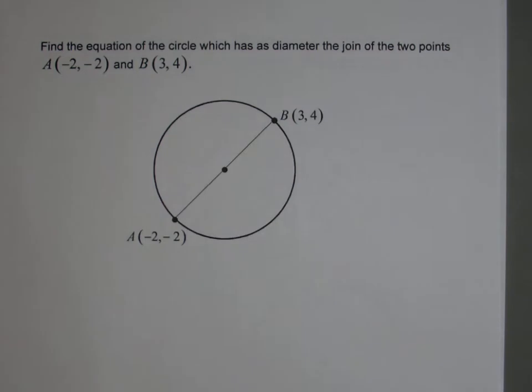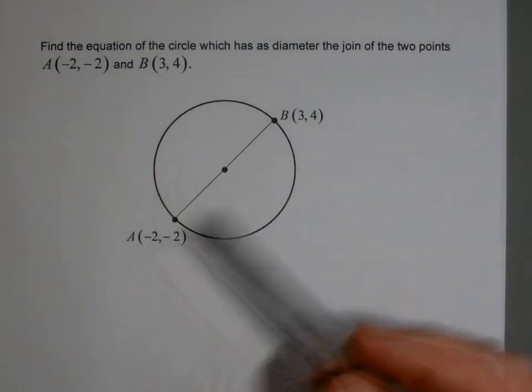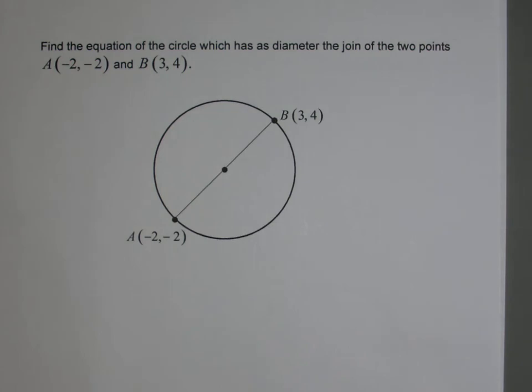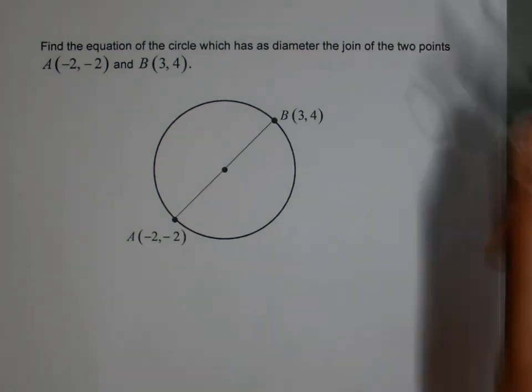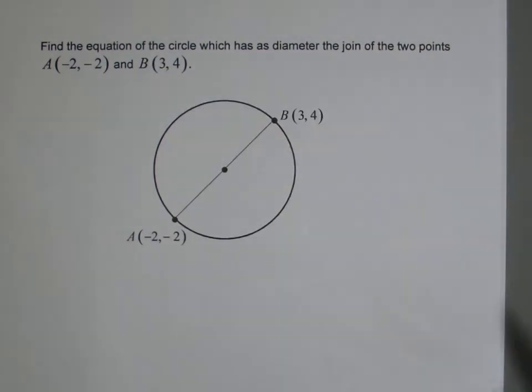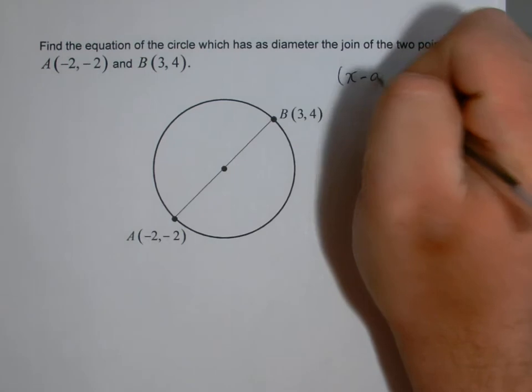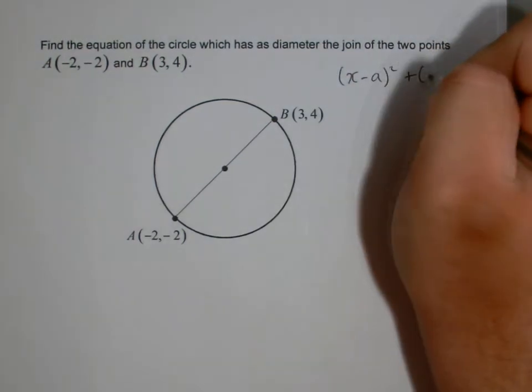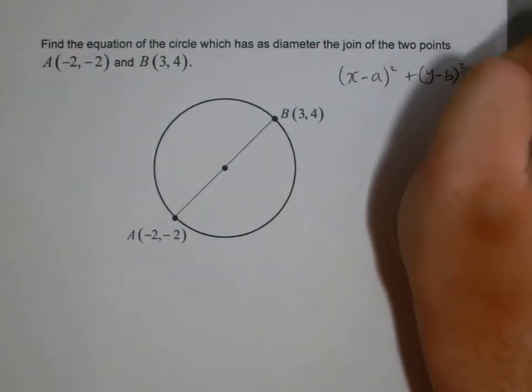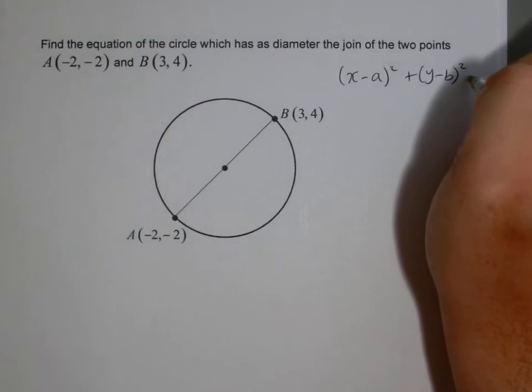We find the equation of the circle which has as diameter the join of the two points A and B. Okay, now I've drawn it here on the computer to see what's going on exactly here. And remember, when they want the equation of the circle, we always refer to our general equation, which will be x minus a squared plus y minus b squared equals r squared.